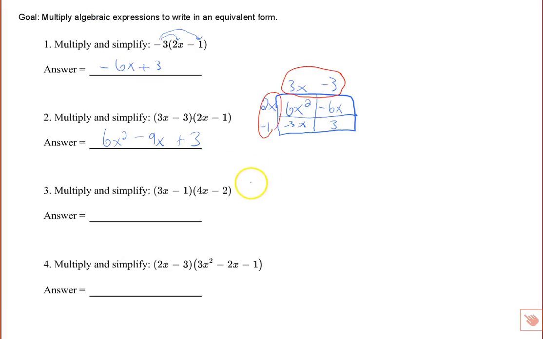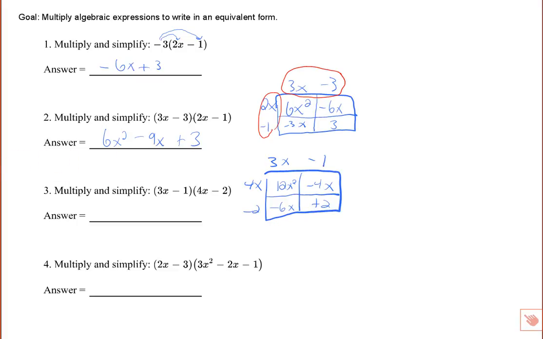All right, we're going to apply the similar thinking here. Just one more that's similar to try. We have 3x minus 1 and 4x minus 2. Okay, 3x times 4x is 12x squared. 4x times minus 1 is minus 4x. 3x times minus 2 is minus 6x. And -2 times -1 is positive 2.